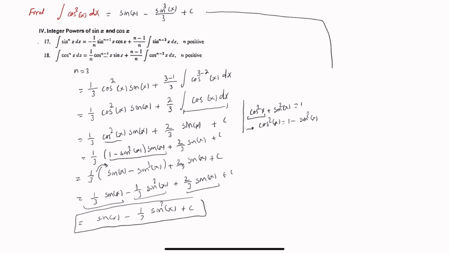Note in here, these are exactly the same. So to find the integral of cosine cube of x dx, you can use substitution, or you can use table of integration number 18.